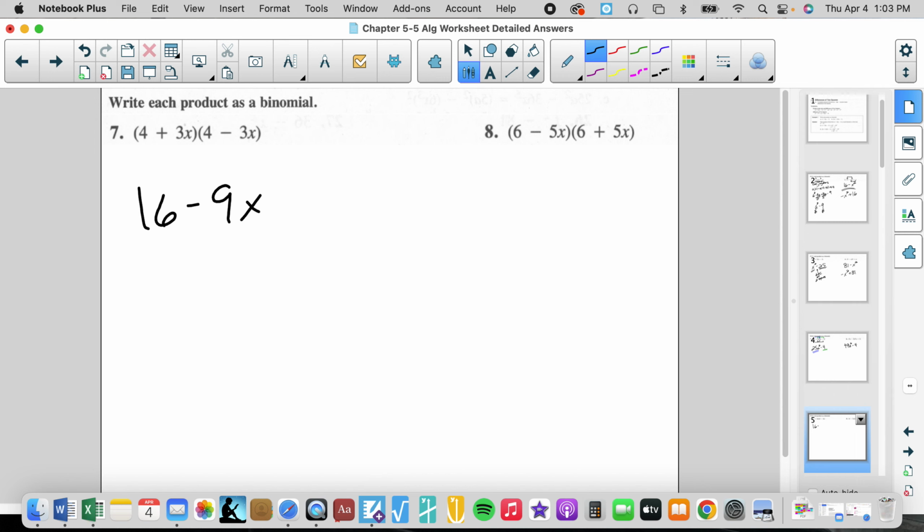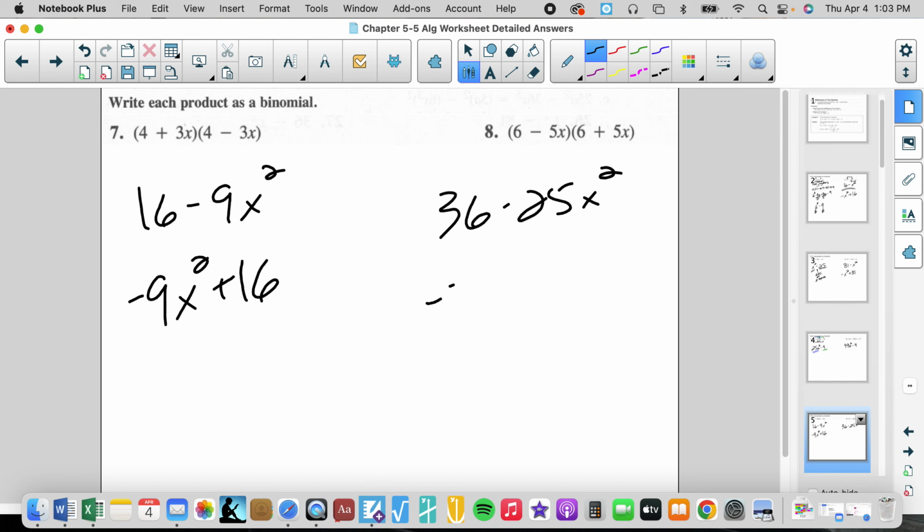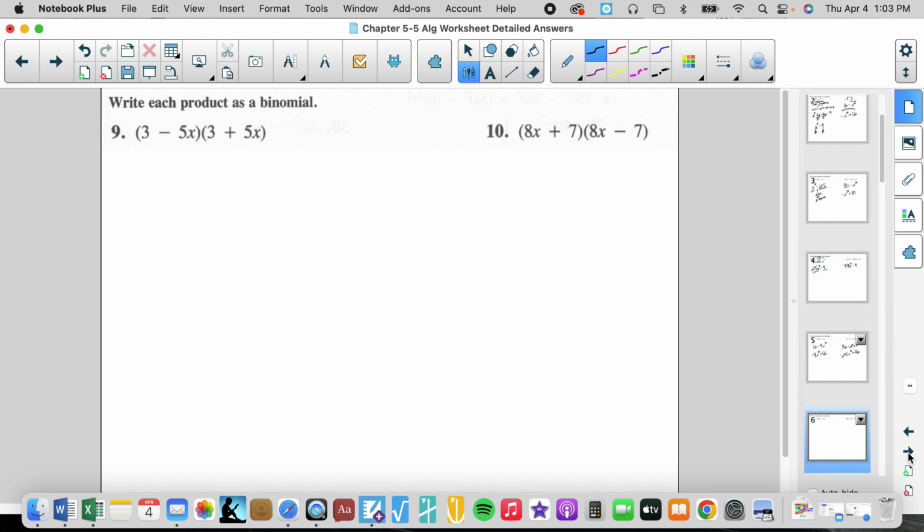16 minus 9x squared, I would rewrite it in standard form. 36 minus 25x squared, I would rewrite it in standard form. So these are super easy. I keep saying super easy, don't I? I say that quite a bit.